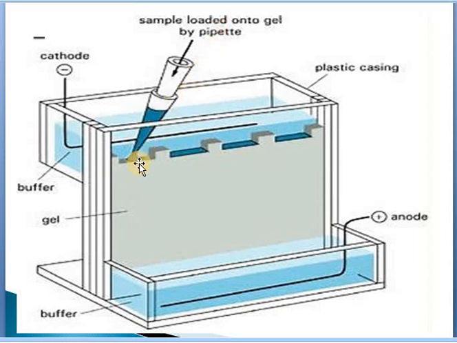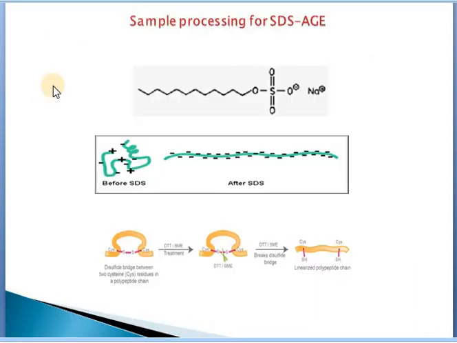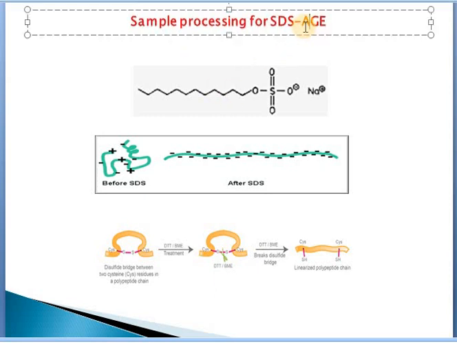Before loading the sample, we have to process the sample. So how shall we process the sample? Since we are following the denatured form of protein during separation, we have to process the sample by using the reagent SDS. This SDS is sodium dodecyl sulfate. It is an anionic detergent. It will bind with the proteins, and therefore the entire charge of the protein turns into a negative charge by denaturing the protein. Look at this image.